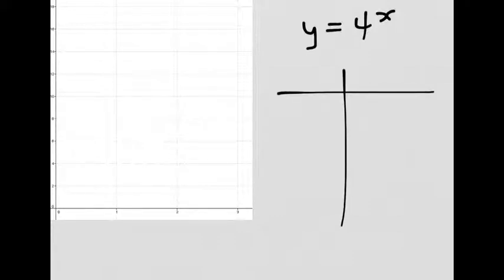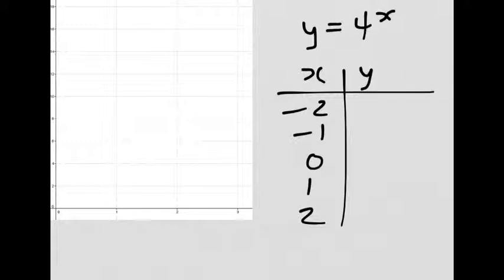the values of x from -2 to 2. Okay, so just make a little table off to the left there. We're going to evaluate this function from -2 to 2, and we're going to graph those points.